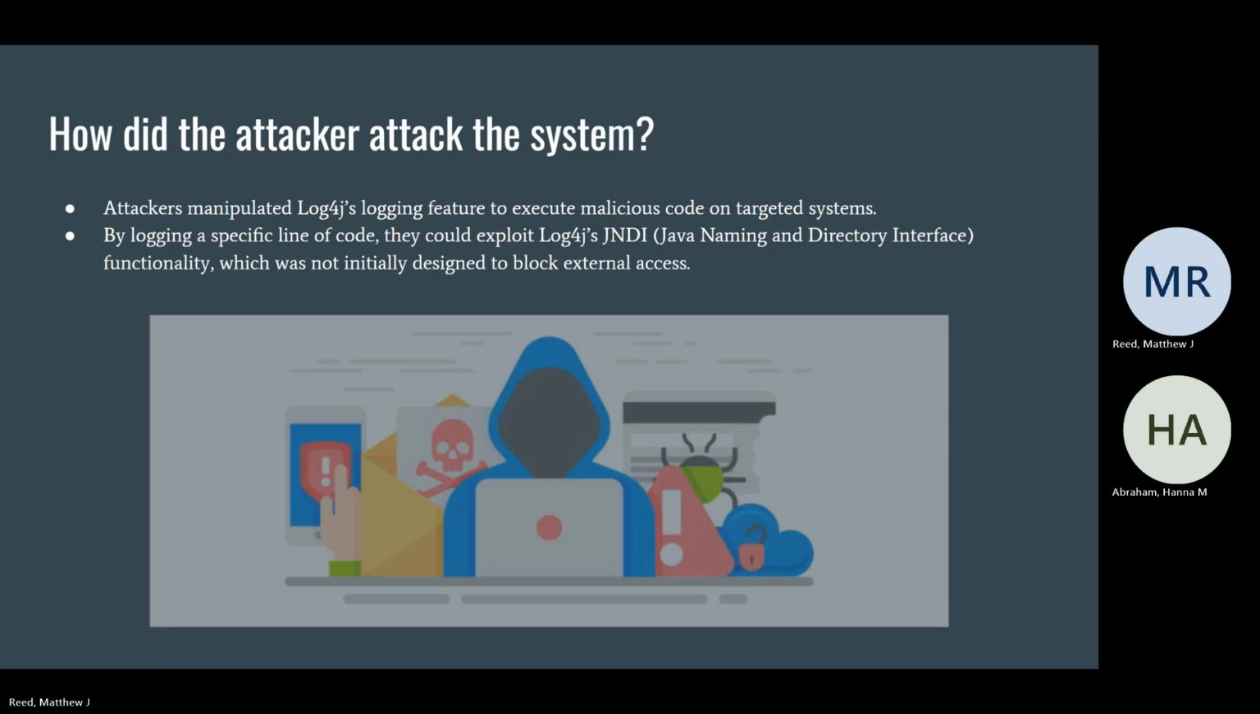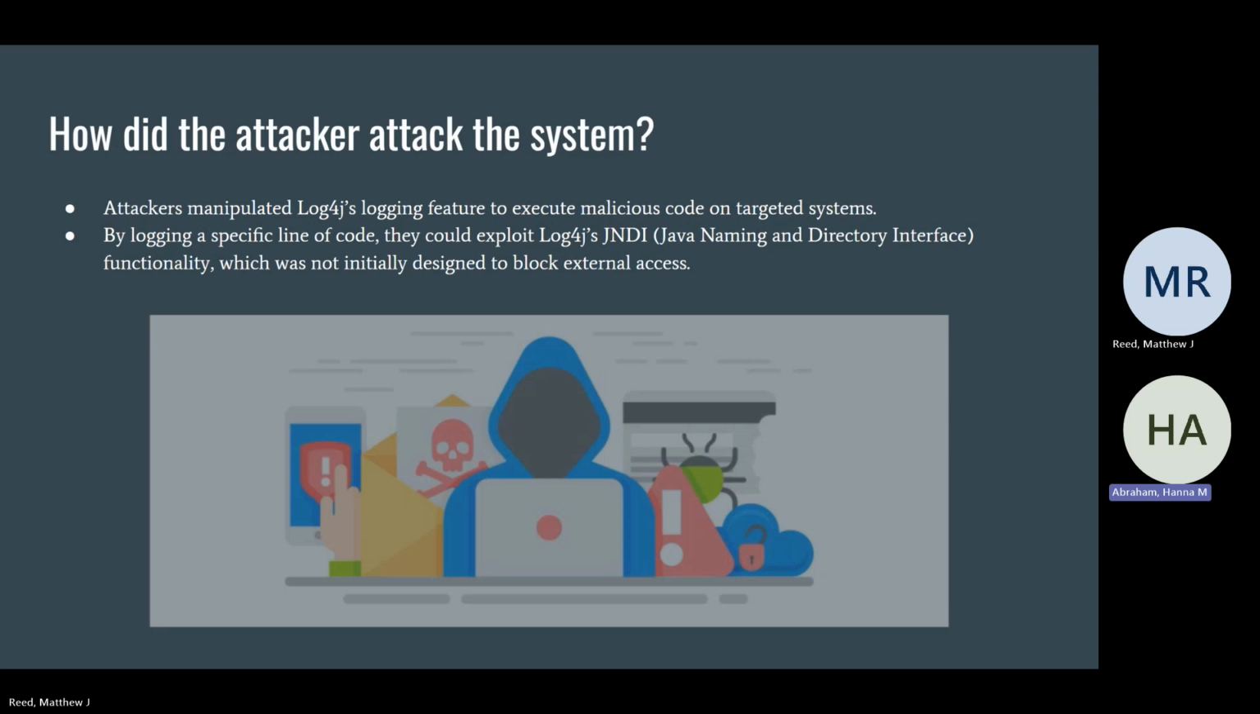So, how did the attackers attack the systems? Attackers exploited the Log4j vulnerability by manipulating the logging feature of the library to execute malicious codes on targeted systems. They achieved this by crafting a specific line of code designed to be logged by applications utilizing Log4j. When this line of code was logged, it triggered Log4j's Java naming and directory interface functionality, which enables Java applications to look up resources such as databases and services.